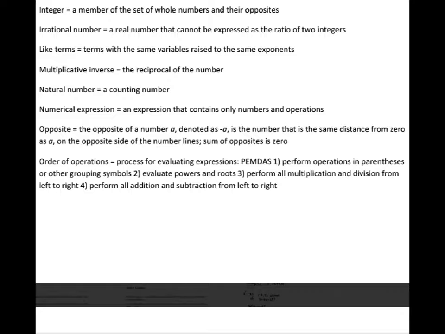Opposite, the opposite of a number a, denoted as negative a or minus a, is the number that is the same distance from 0 as a on the opposite side of the number line. The sum of opposites is 0.